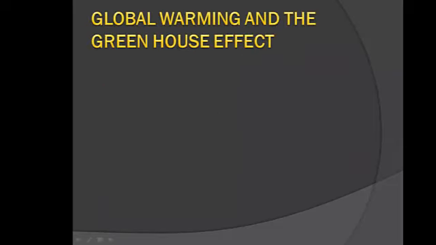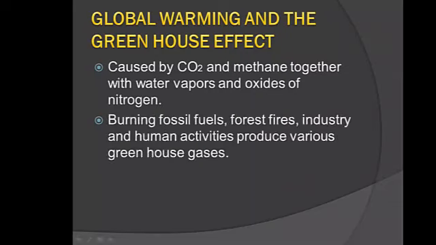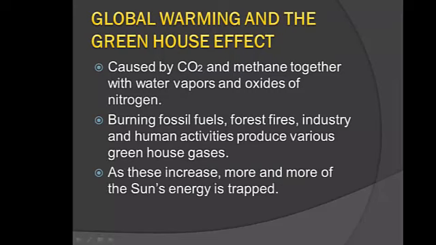The greenhouse effect is caused by carbon dioxide and methane gas, when they react with water vapors and oxides of nitrogen present in our atmosphere. The burning of fuels, forest fires, industry, and human activities produce various other greenhouse gases. As the burning of fuels and pollution is increasing, more heat energy is trapped in our atmosphere, and eventually the temperature of the earth rises.